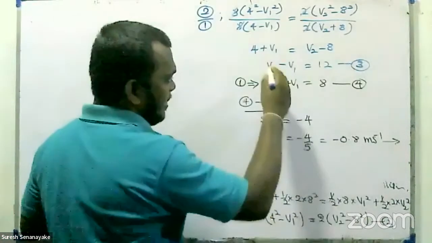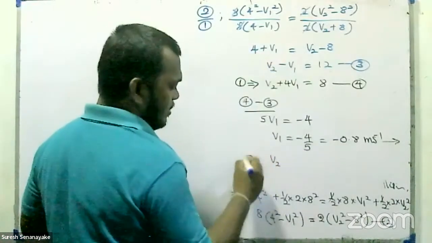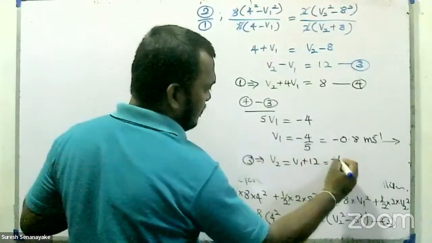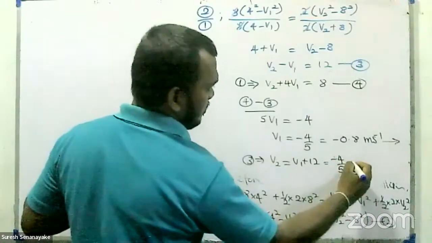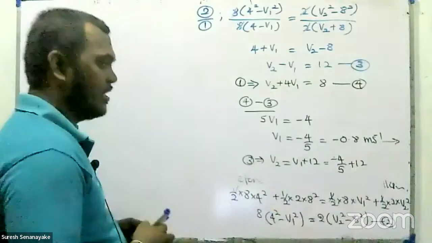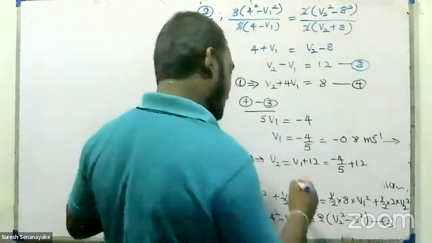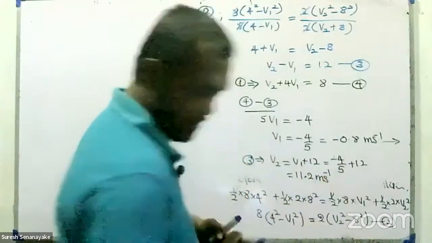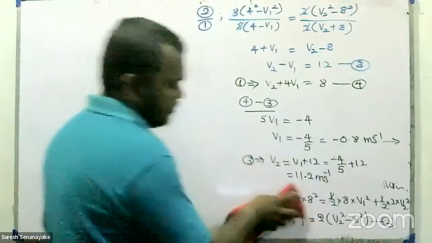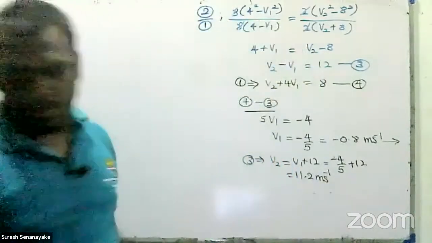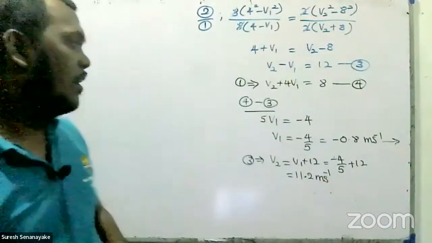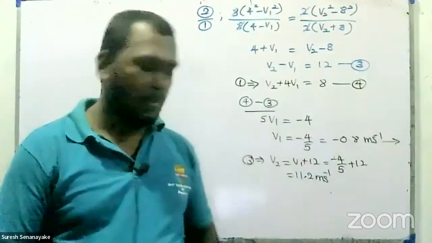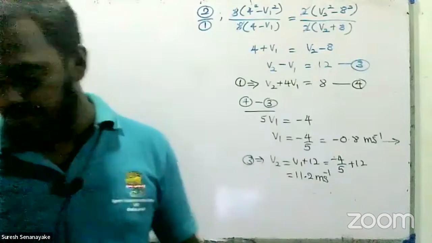Then substituting this value, you can write v2. From the earlier equation, v2 equals v1 plus 2, that is minus 4 over 5 plus 2. That means 7.2. These are the two results after the correction: 0.8 meters per second in the minus direction, this way, and 7.2 in the same direction you considered.